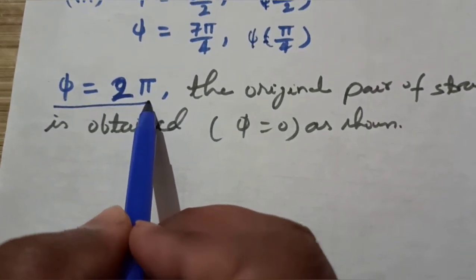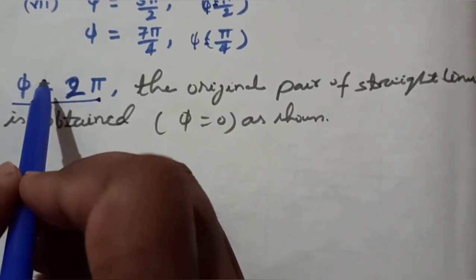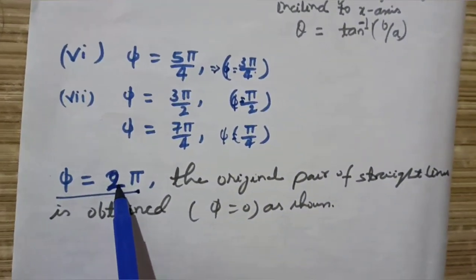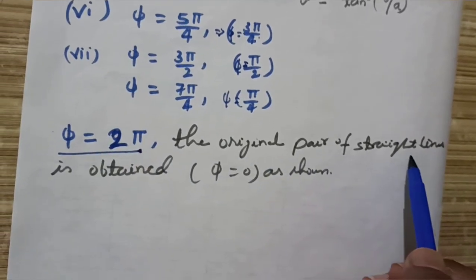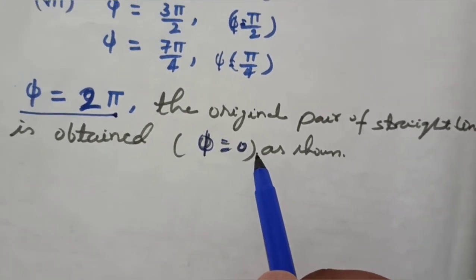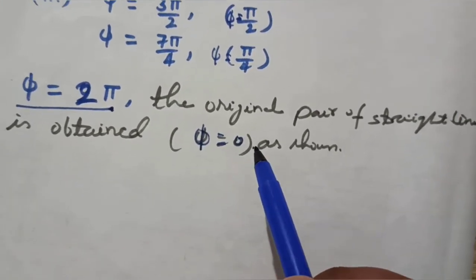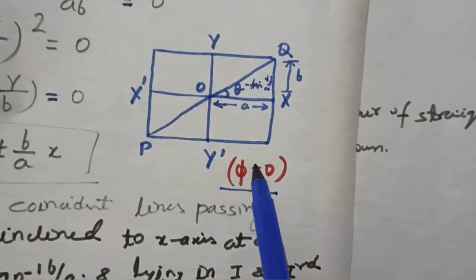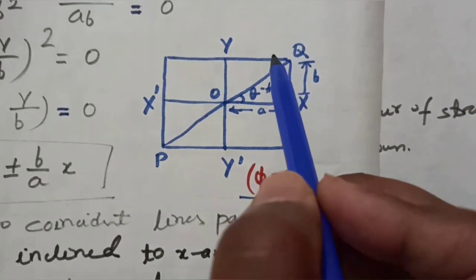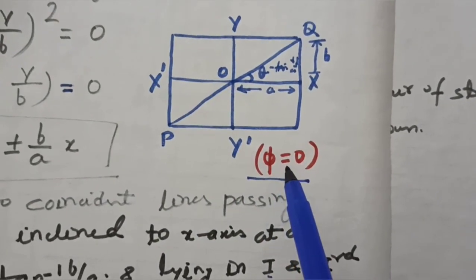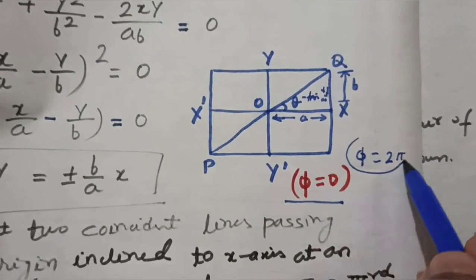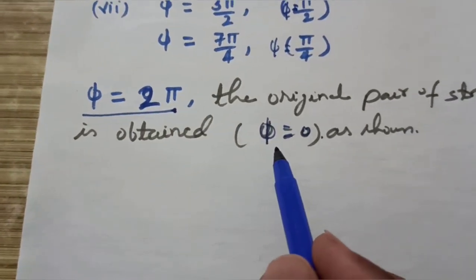meaning 360 degrees, when both the waves, simple harmonic motions, have a phase difference of 360. The original pair of straight lines is obtained, as in the case phi equals 0. You will obtain the same original line as we have obtained. You can just see it here. We obtained this for phi is 0, so you will obtain the same pair of lines. In this case, you will obtain the same when you discuss 2 pi.